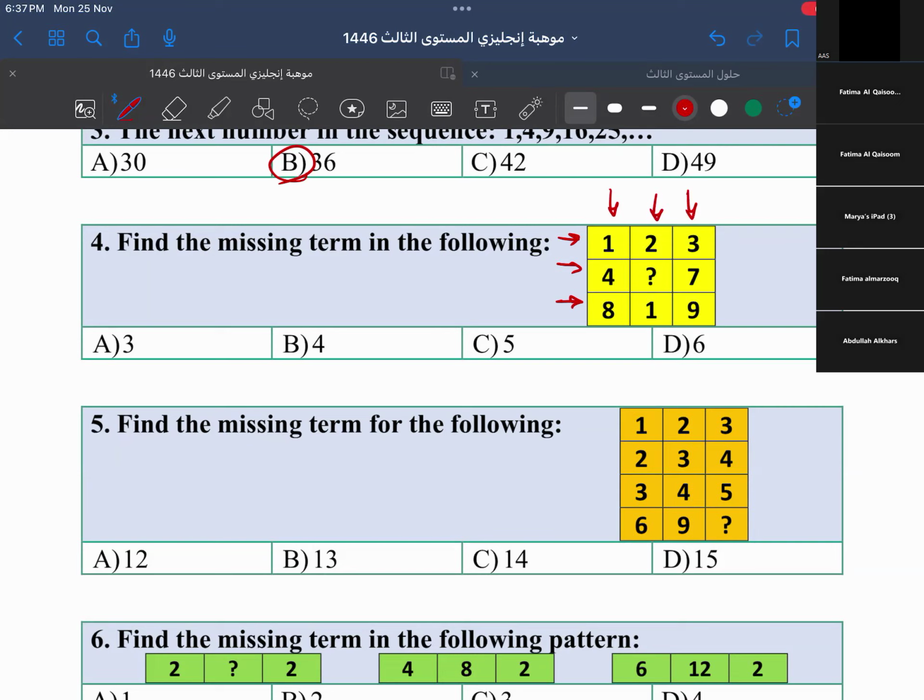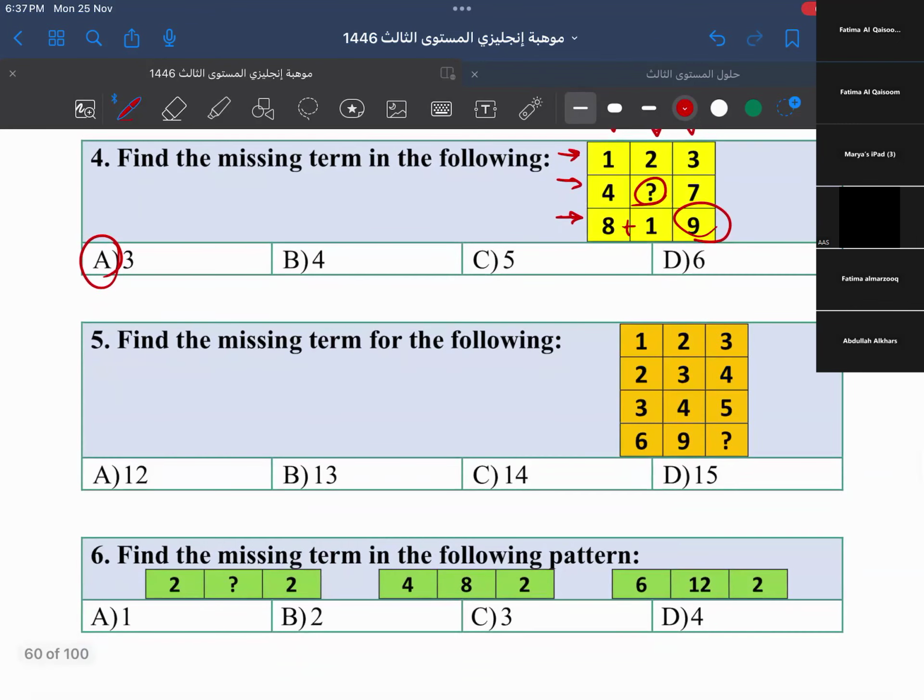Yes, Amira? In each row, for example, 1 plus 2 equals 3, 8 plus 1 equals 9. So in the middle, it's going to be 4 plus 3 equals 7. Exactly, you basically found the pattern here. We add the first two numbers to get the third. So that's why we found it is 3.